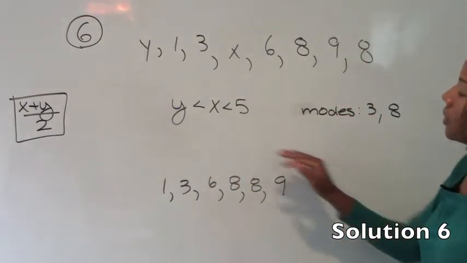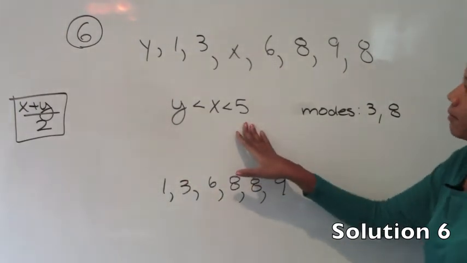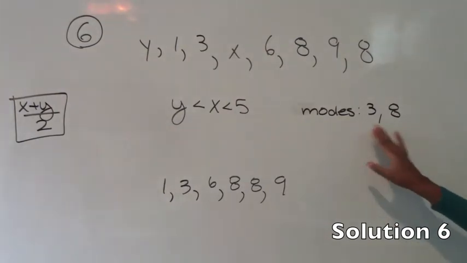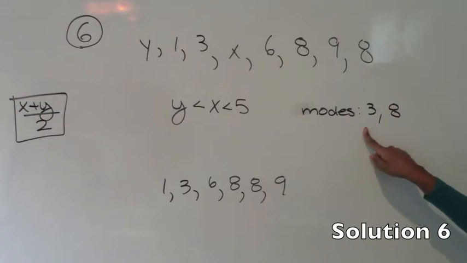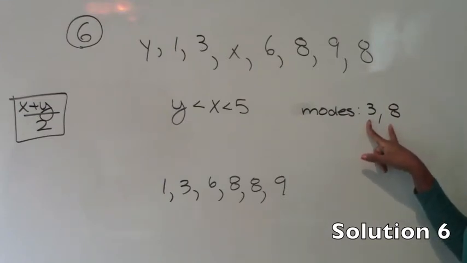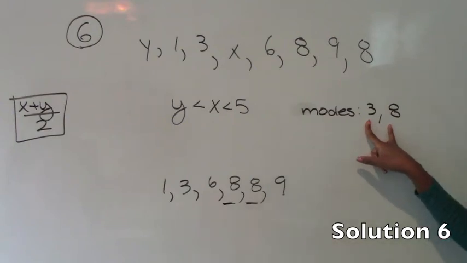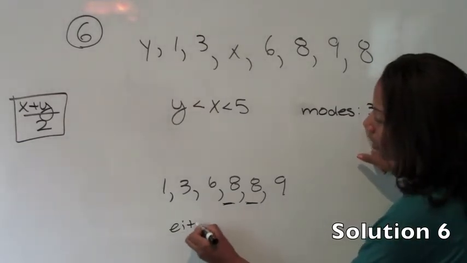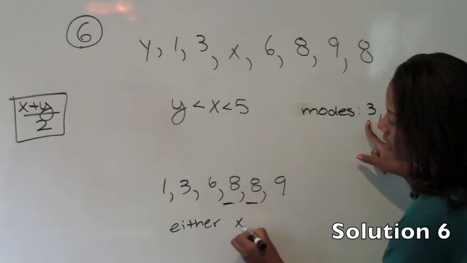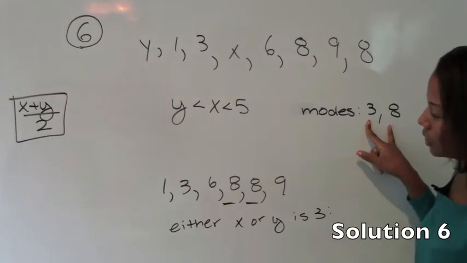Okay, so we are told that y is less than x, and both of which are less than 5, and that our modes are 3 and 8. So why is this useful? Our modes are 3 and 8, so that means the number listed the most is listed 2 times. Because if 8 is a mode and 3 is a mode, we have to have 2 3s. So that means automatically that either x or y is 3. Okay? So let's test out the 2 scenarios.